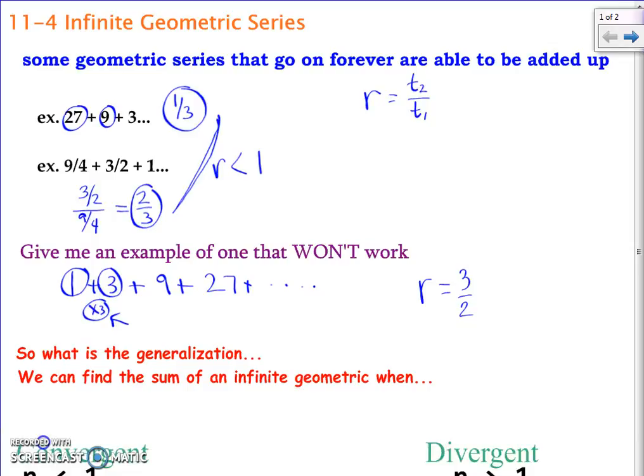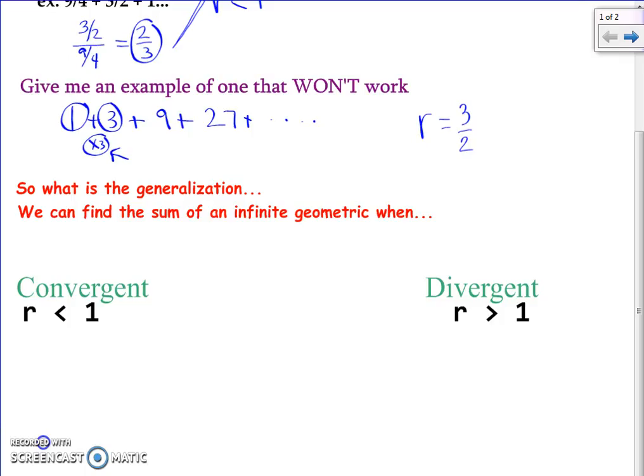All right, and we just talked about this. We can find the sum of an infinite geometric series when r is less than 1. And we should actually put r in absolute value, because -40 is less than 1, but those numbers we wouldn't be able to add up either.